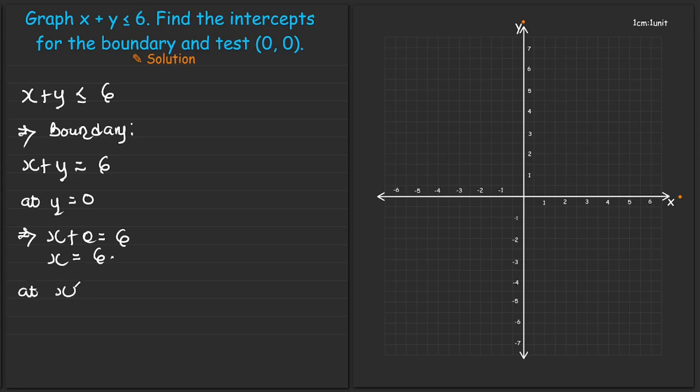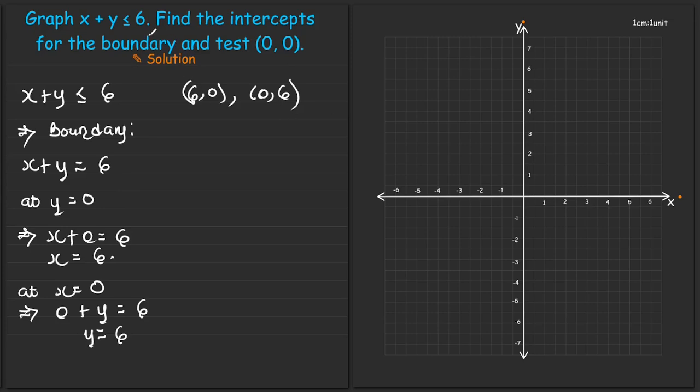Also, at x equals 0, then we are going to get what? 0 plus y is equal to 6. And then our y will be equal to 6. So the 2 points we have are now, for the x-intercept, that is when y is 0, we have a 6, 0. And then for the y-intercept, we have a 0, 6. So these are the 2 points we need to locate on our graph to be able to what? Draw our straight line, which is our boundary.